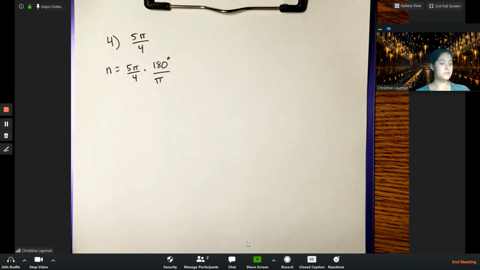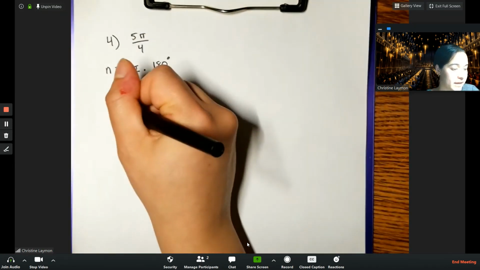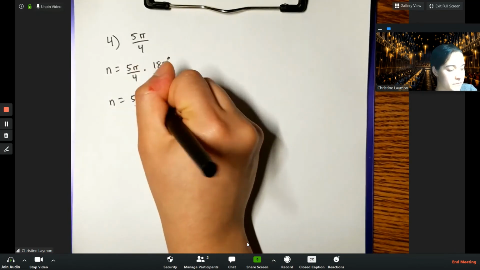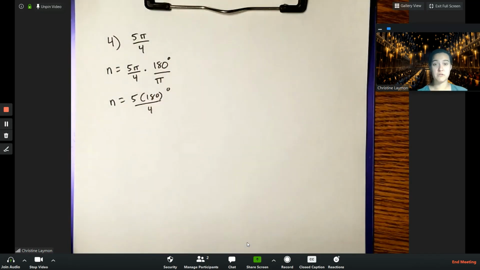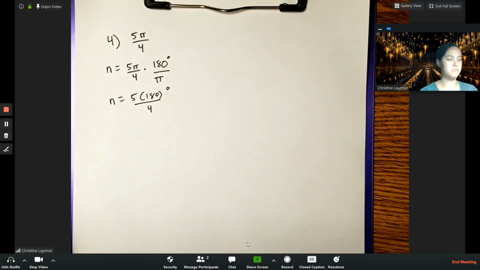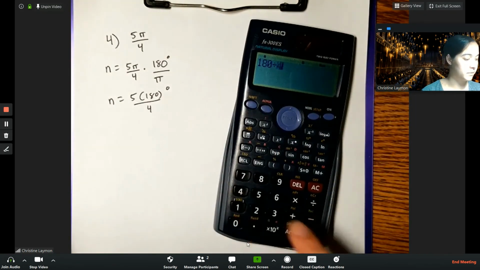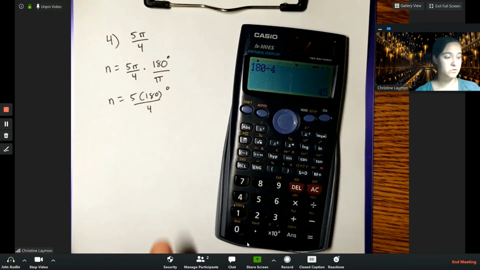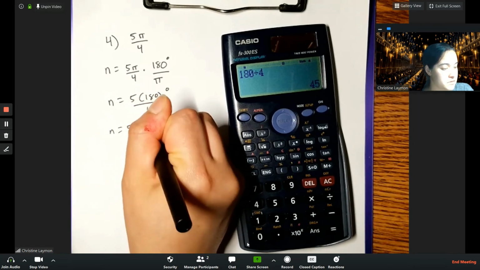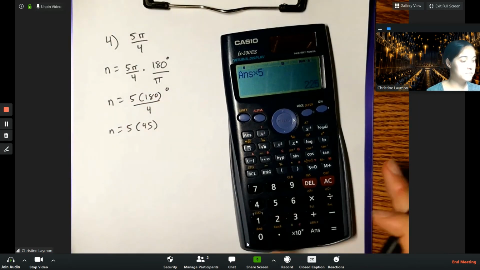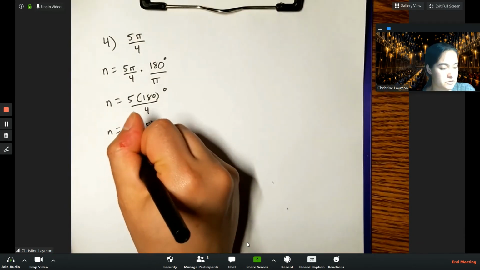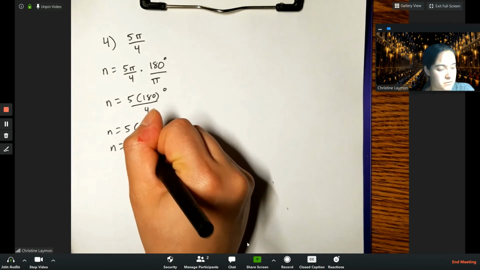So what I've got here, my pi's will cancel. n equals 5 times 180 over 4. That whole thing will be in degrees. Well, notice I can do 180 divided by 4. That gets me 45. So this part here is 45. So n equals 5 times 45, 225 degrees. So n is 225 degrees.